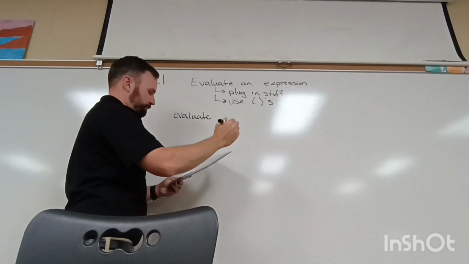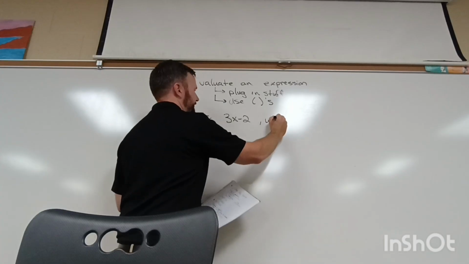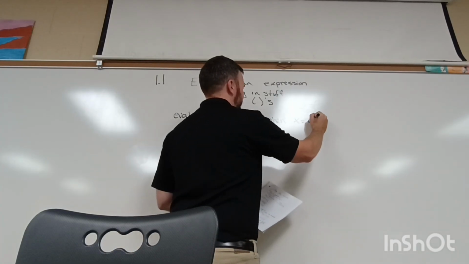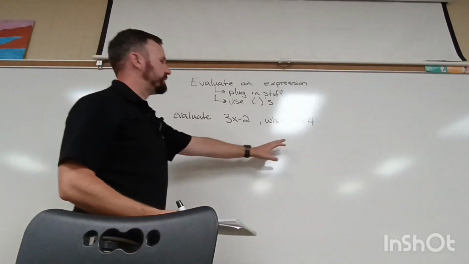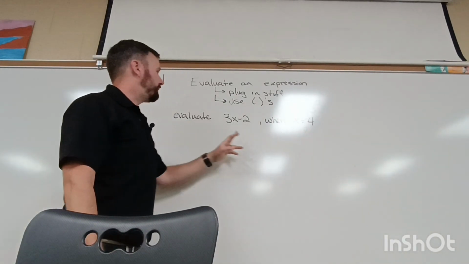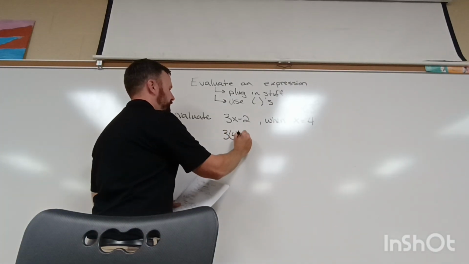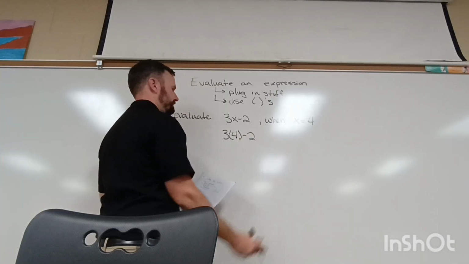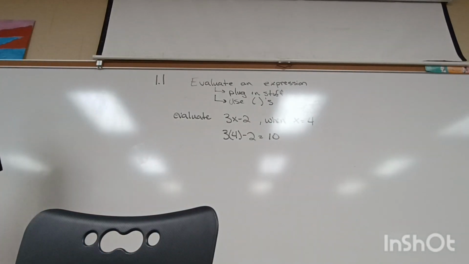All right. Let's evaluate 3x minus 2 when x equals 4. So we're using the good old-fashioned substitution property. X is 4. Wherever I see an x, I can plug in a 4. And when I plug it in, I'm going to use parentheses. Ta-da.